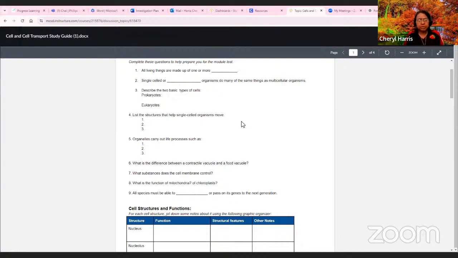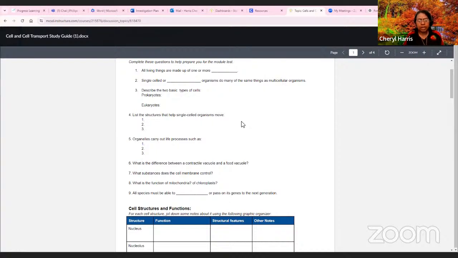What is the difference between a contractile vacuole and a food vacuole? That has to do with function. What substances does the cell membrane control? We would just go back to your notes, excuse me, on transport. Know the difference between a mitochondria and a chloroplast. One's in a plant cell and one's in an animal cell. What is their function?